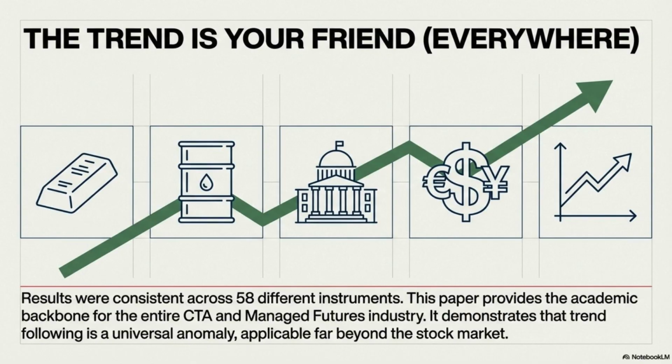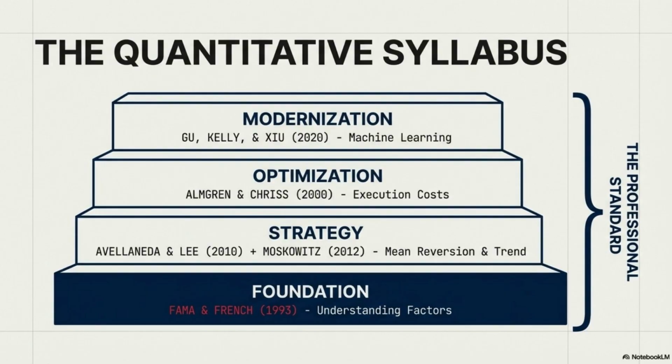They tested this across 58 liquid instruments, futures, commodities, bonds, currencies, over 25 years. The results were staggering. They found significant, consistent positive returns across nearly every asset class they tested. This paper provides the academic backbone for the entire CTA and managed futures industry. So there you have it, the foundation of factors, the math of mean reversion, the reality of execution costs, the truth about machine learning, and the power of trends.